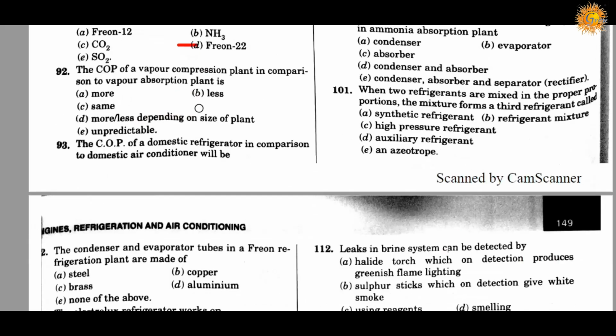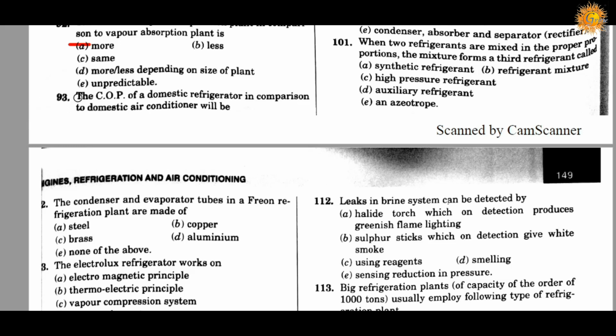Question 92. The COP of a vapor compression plant in comparison to vapor absorption plant is: option A, more; option B, less; option C, the same; option D, more or less depending on size of plant; option E, unpredictable. So the correct answer 92 is A, it will be more.